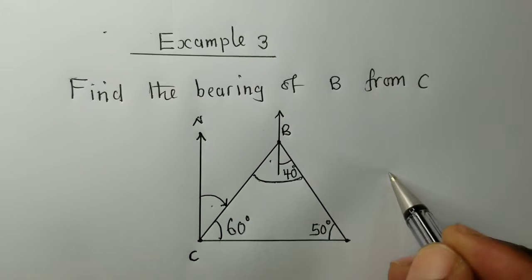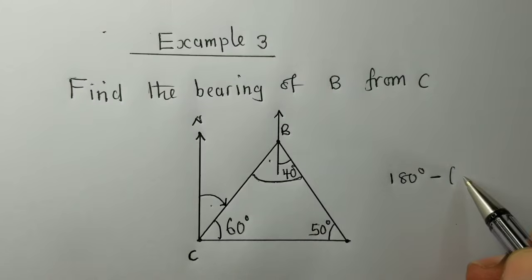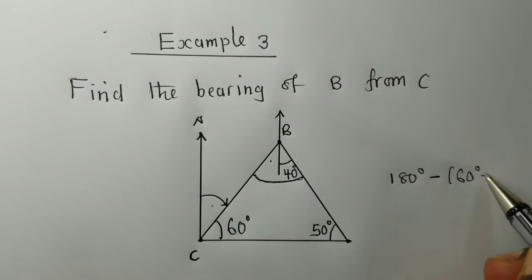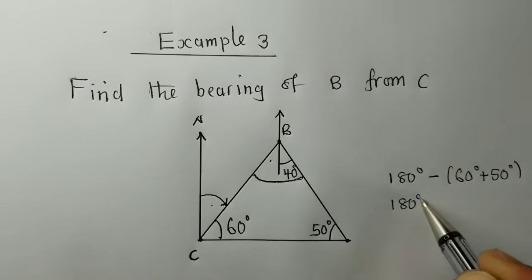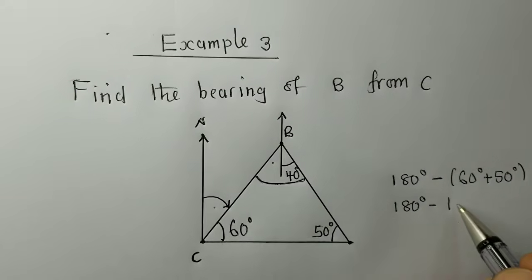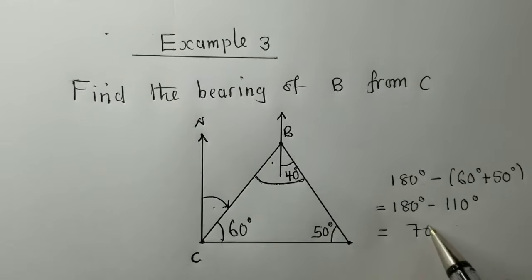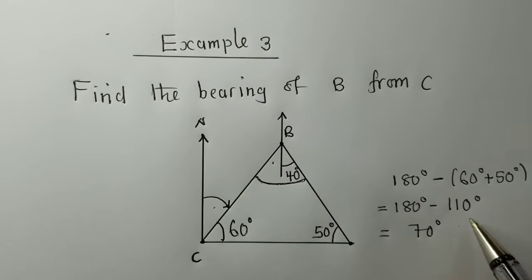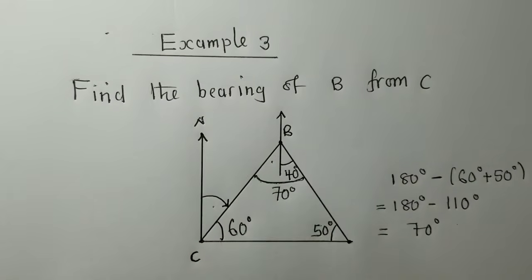So we shall say 180 degrees minus the sum of these two, 60 degrees plus 50 degrees. So this is 180 degrees minus. When we add those two, what are we getting? We are getting 110 degrees. Finally, we shall get 70 degrees. 180 minus 110 is 70 degrees. So now we've gotten 70. 70 is for this. From here to here, 70 degrees.